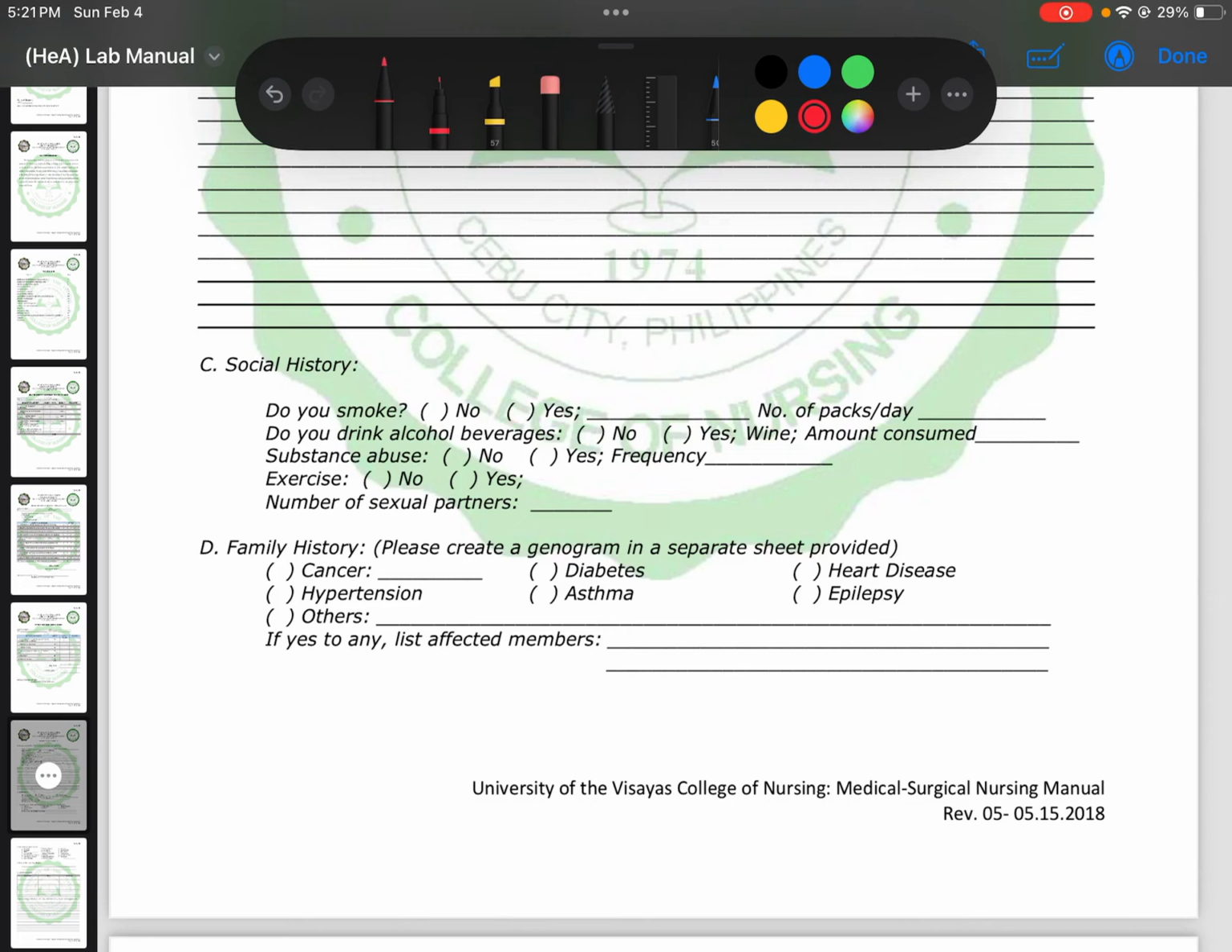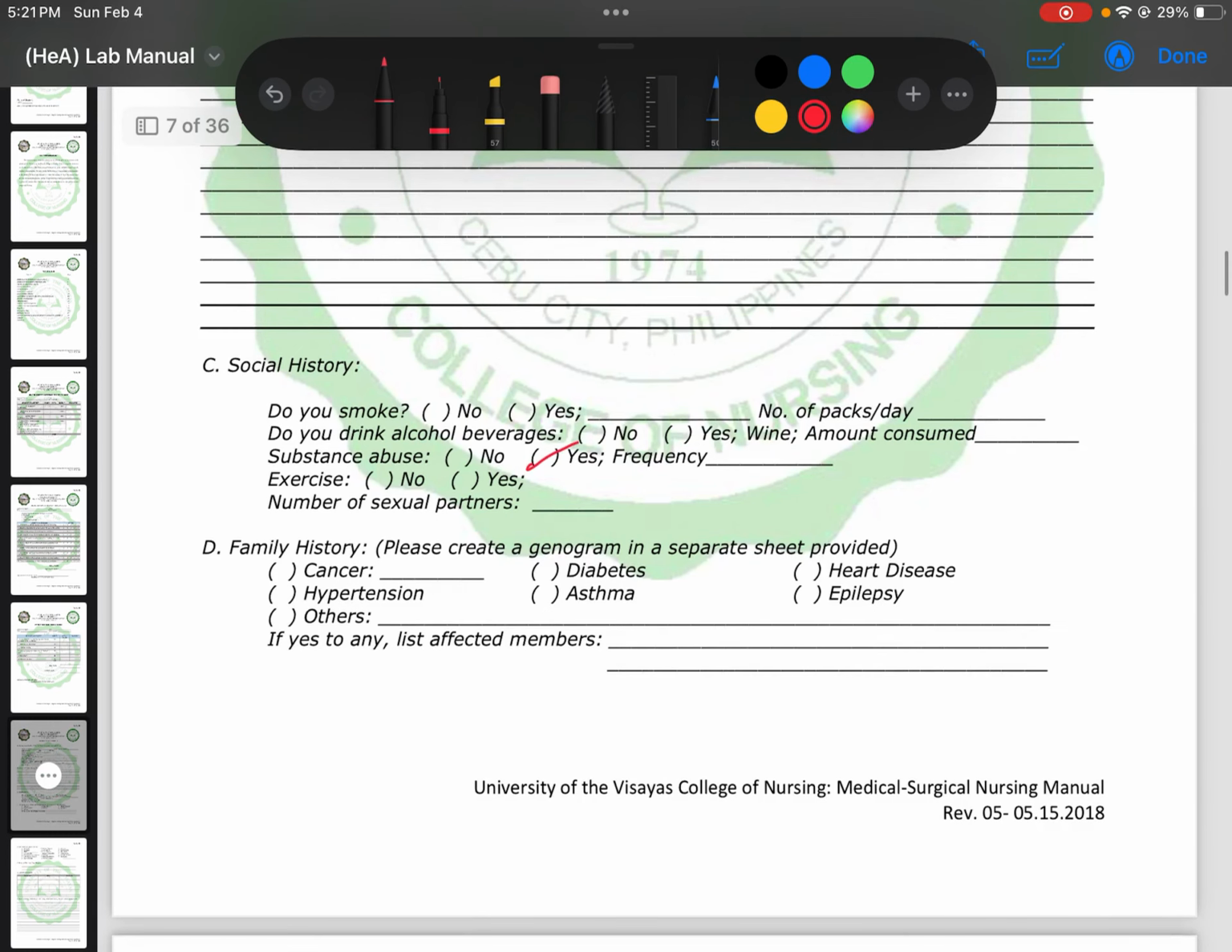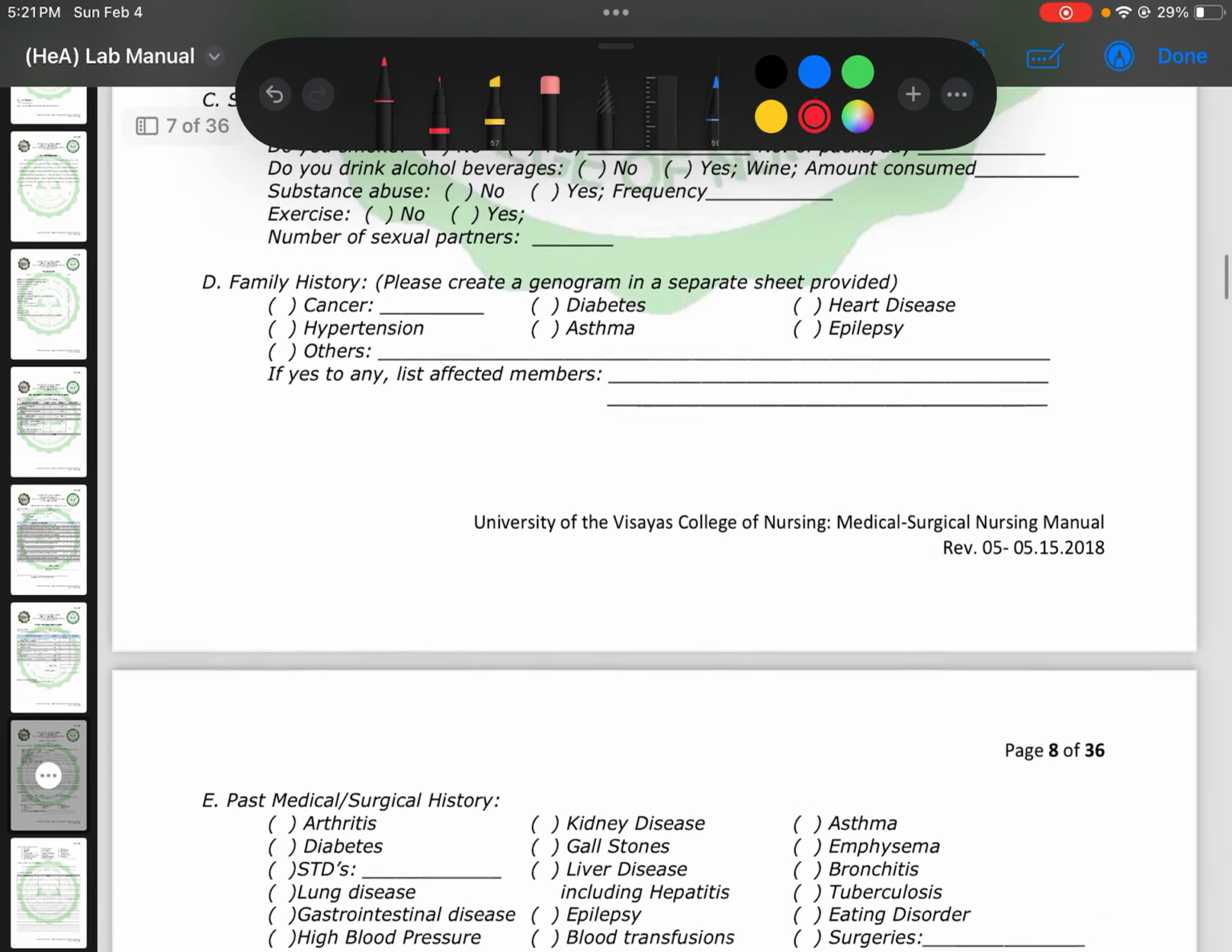Okay, does the patient drink alcohol beverages? Yes. Wine, beer, 1 liter per day. Something like that. That is how we do charting. Substance abuse, yes. Frequency, 2 per week. Okay. That is how we use charting.